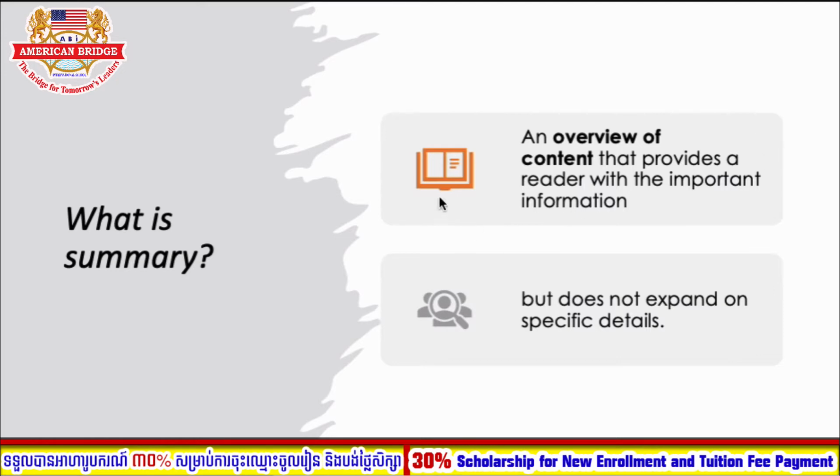So let's look at the first one. A summary is an overview of the content that provides a reader with the important information. In the summary, it only talks about the overall content of your book. Let's say your book is talking about war and crime. They just give you 2 or 3 sentences in order to talk about the whole book.